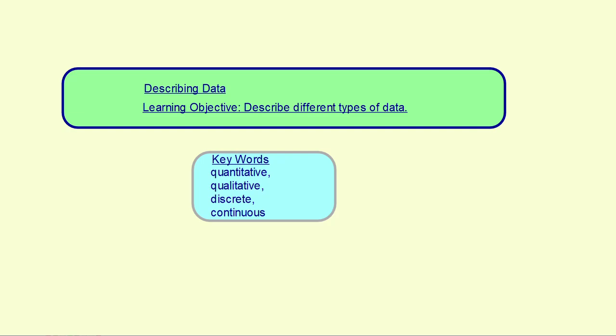Welcome to GCSE Statistics Lesson 1, Chapter 1 on describing data, describing the different types of data. So this course is going to take you through everything you need. Please follow the instructions, pause the video where you need to, go back where you need to, etc.